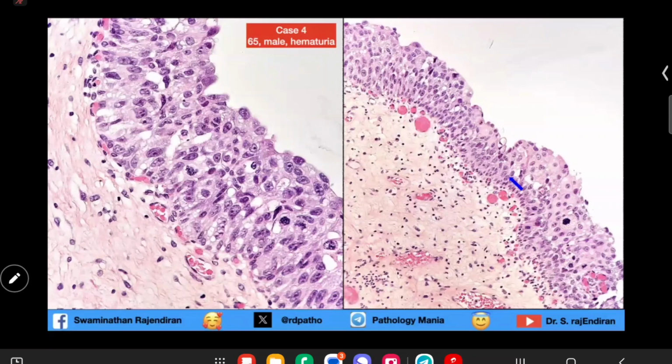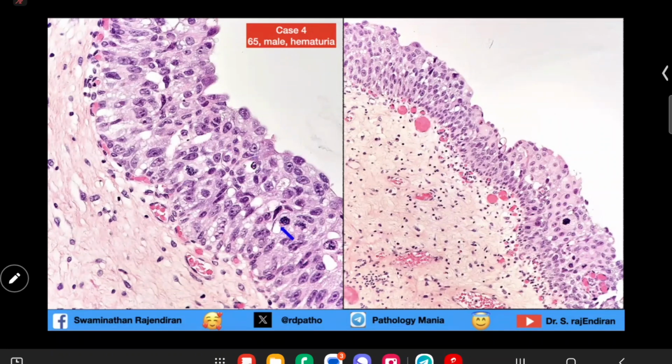Case number 4, 65-year-old male with hematuria. Here, what we saw in the previous 3 cases are papillary processes we can appreciate, whereas here it is a flat lesion, and they show nuclear pleomorphism. And this atypia is seen from the lowermost cell to the uppermost cell, and you can appreciate the loss of polarity here. See, this cell is running in this direction, this cell is running in this direction. So they are running in different directions.